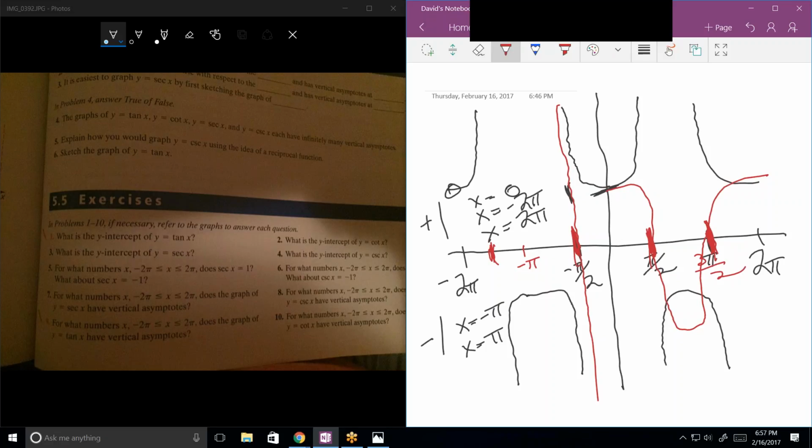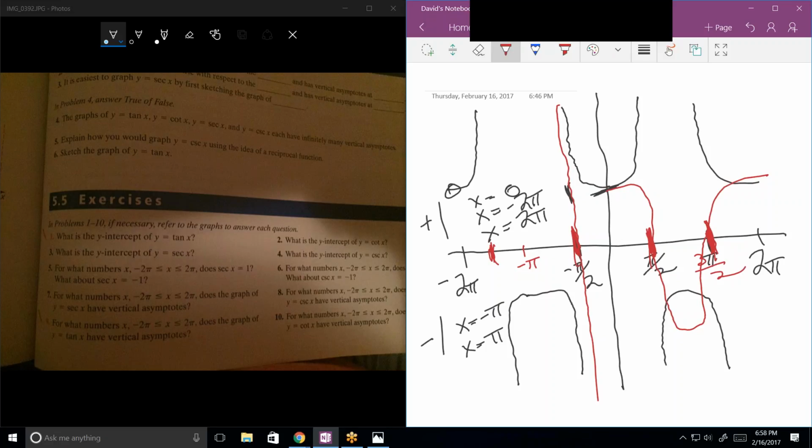Okay. Supposed to do 9? It looks like it's in red. That's all right. Let's do 9. Yeah, let's do 9. We got 3 minutes. We should be able to do 9 and 10 in these 3 minutes. Where are the vertical asymptotes going to be for tangent?